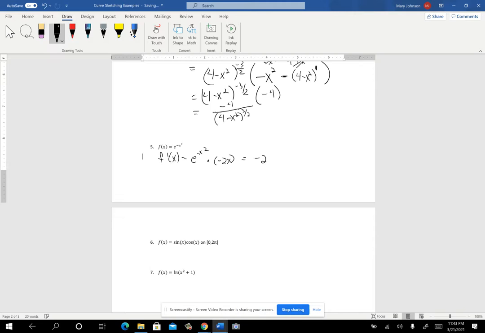And so that winds up equaling negative 2x e to the negative x squared.